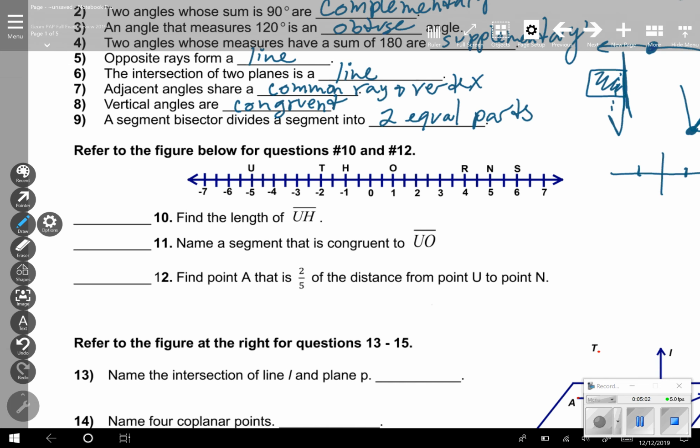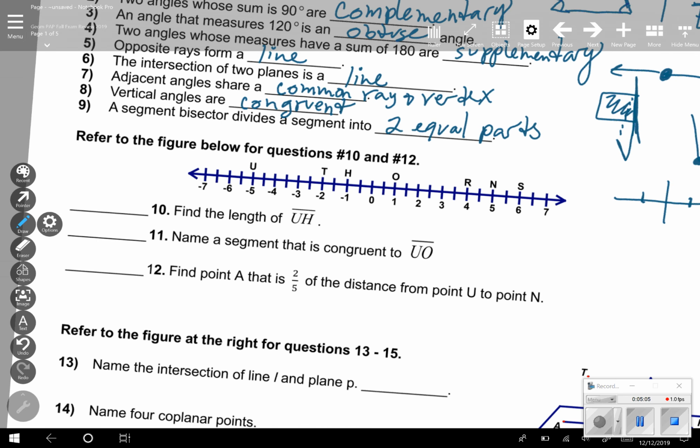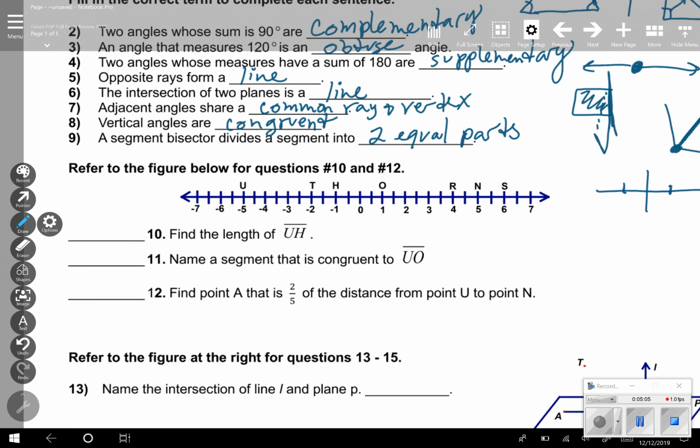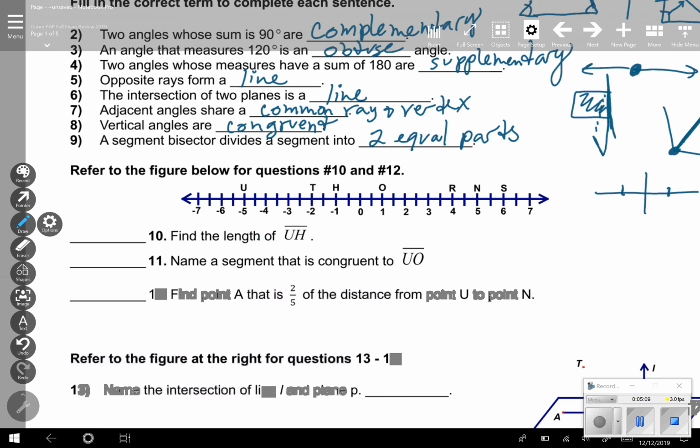It says, refer to the figure below for questions numbers 10 and 12. Find the length of UH. Okay, two easy ways you can do this. You can count, okay? But be careful. Notice you have to jump over this one in the middle to count 1, okay? So UH, so it's 1, 2, 3, 4.